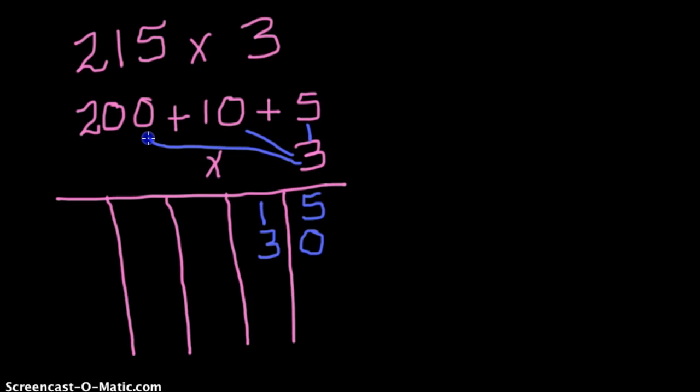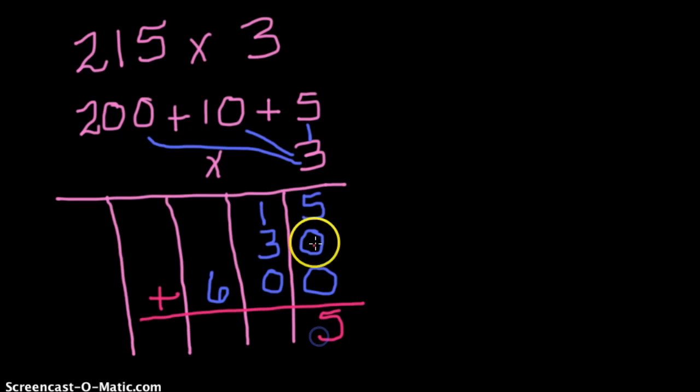Then we're going to go 3 times 200. If I don't look at my zeros, I know 2 times 3 is 6. And then I tack on 2 more zeros, and that represents 6 times 100. Okay, so now that I've got all of my partial products ready, all that's left to do is to add them up. 5, 4, and 6. There's my final product.